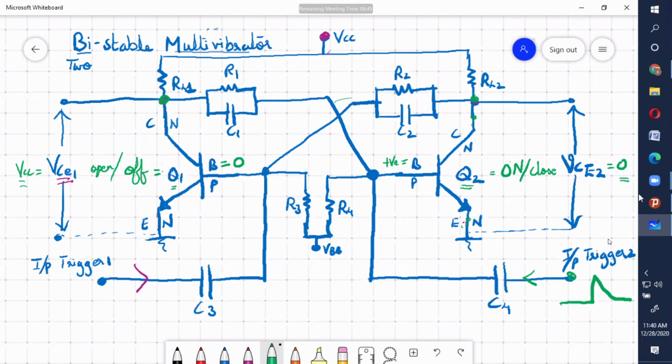So suppose I apply input trigger 1 as positive, which transistor is on? If I apply input trigger 1 now, what will happen, students? Again I'll apply input trigger 1.